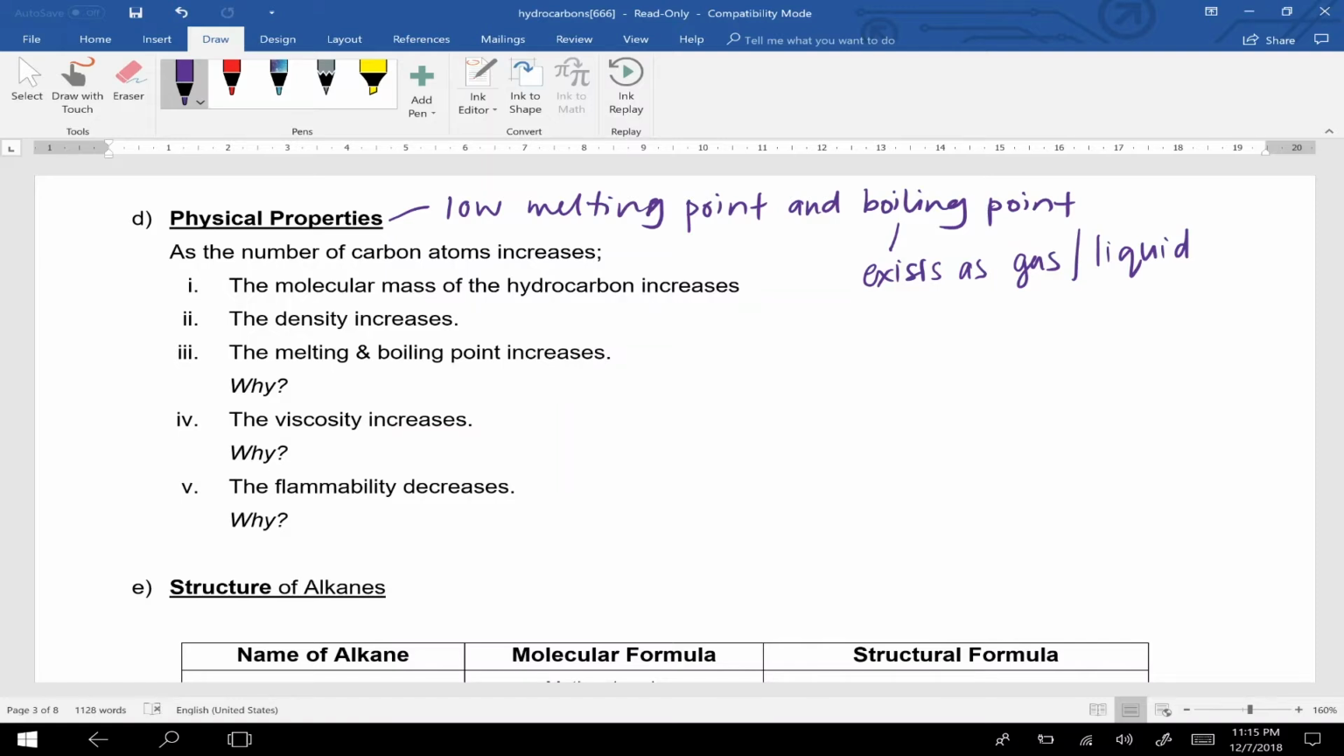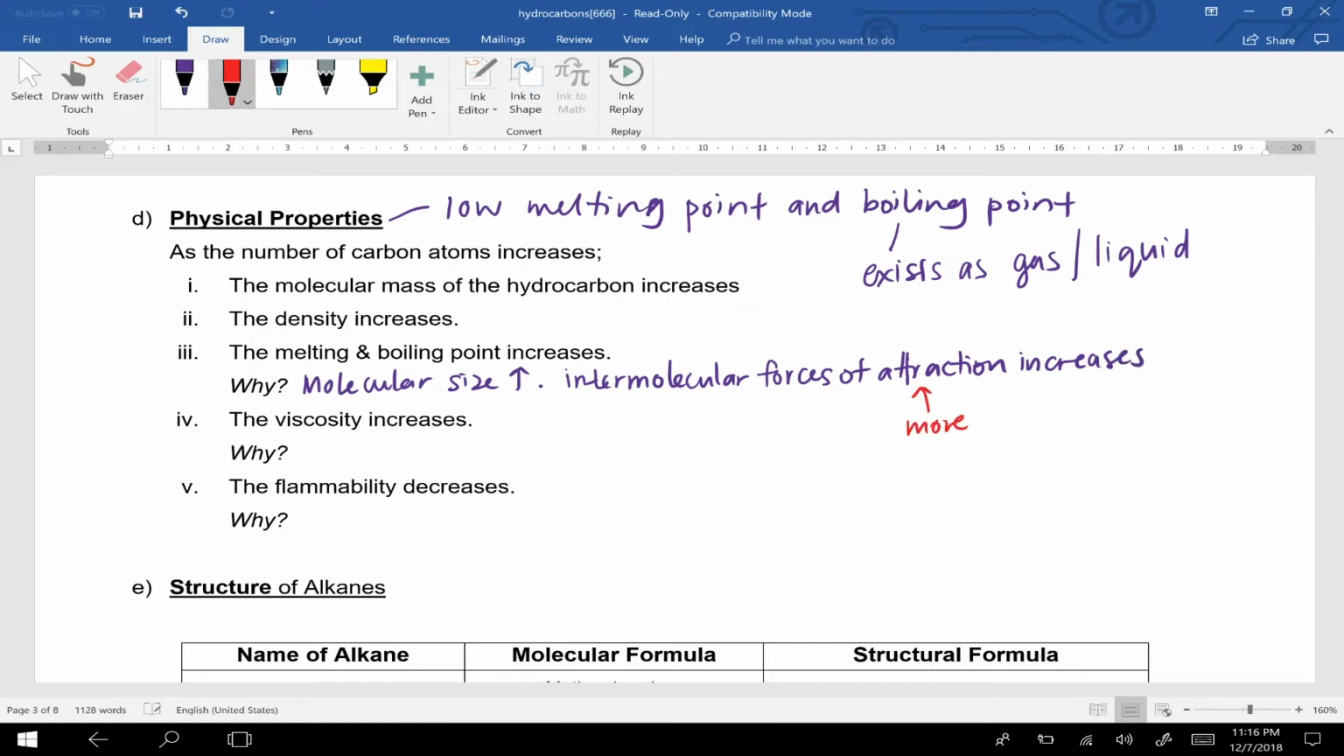So now let's look at what happens when the number of carbon atoms increases. The molecular mass of the hydrocarbon increases, and therefore density will increase. The melting point and boiling point will also increase. Now, why is this so? Because as the molecular mass increases, the molecular size increases. When your molecular size increases, the intermolecular forces of attraction also increase. So this means that more energy is required to overcome the forces of attraction.